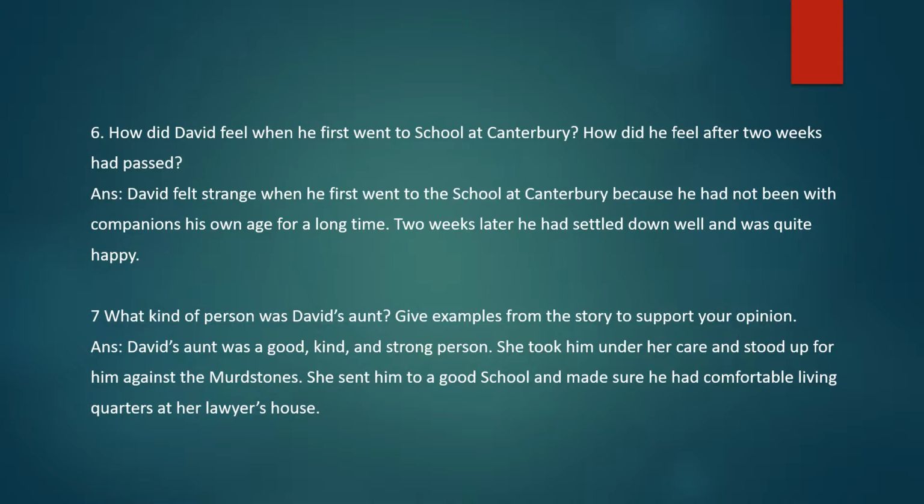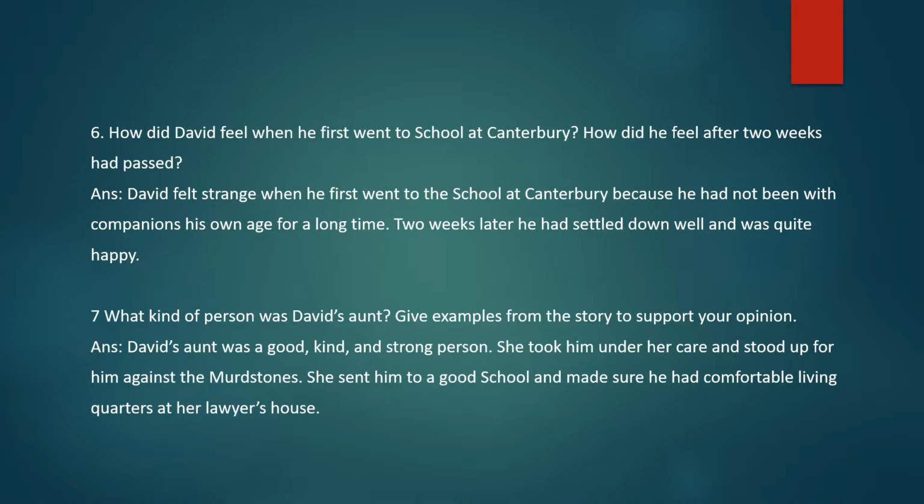Now our next question is, what kind of person was David's aunt? Give examples from the story to support your opinion. Answer is, David's aunt was good, kind, strong and very bold. She was very bold, very kind, good and a very generous person.